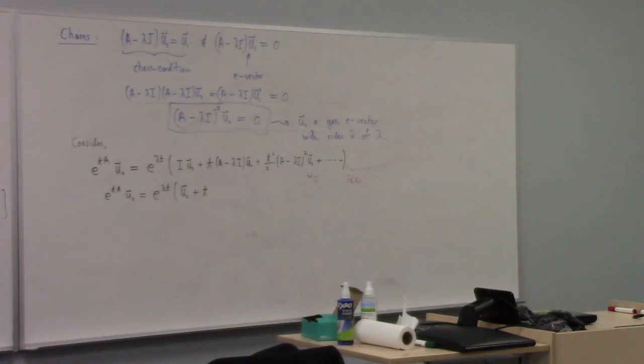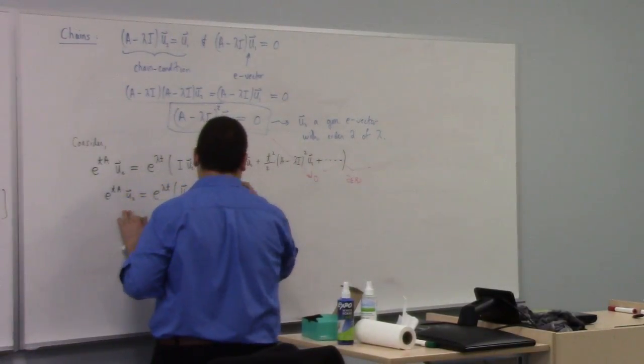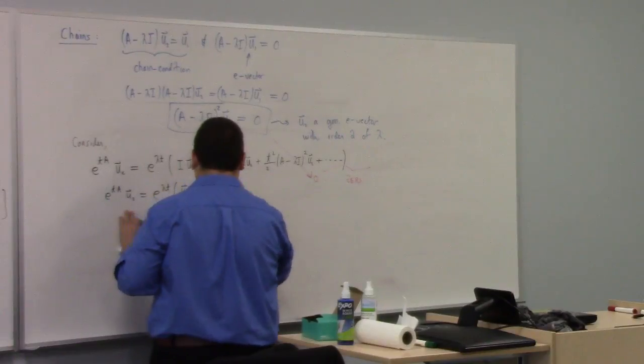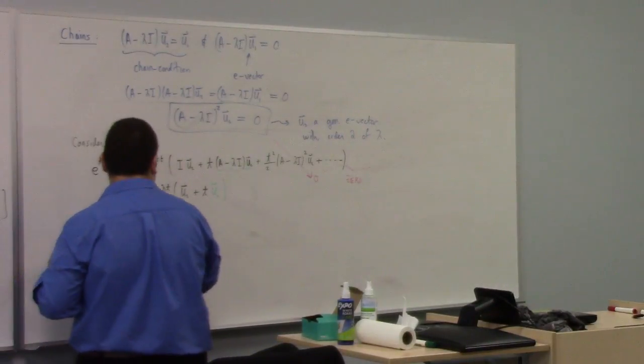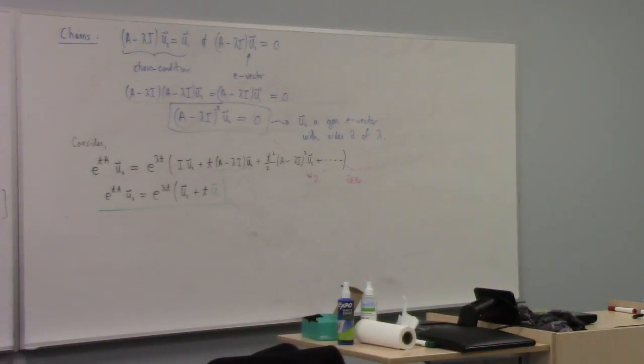By construction, by the chain condition, that's u1, right? And there you go. This is yet another solution type we can find for the matrix exponential. Now, whether or not there actually is a solution of that form in the matrix exponential depends on the nature of the matrix A.